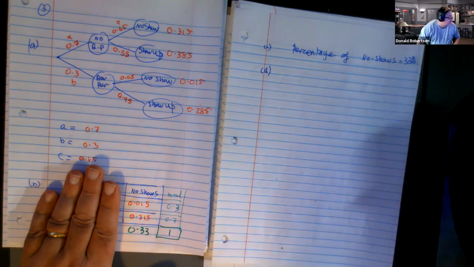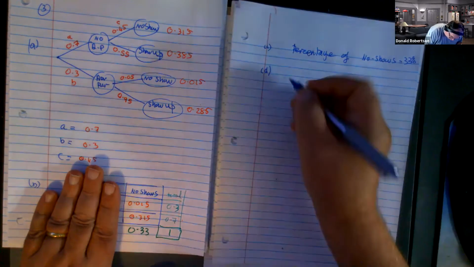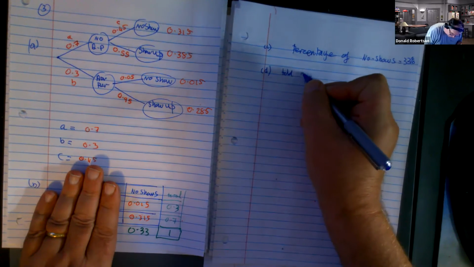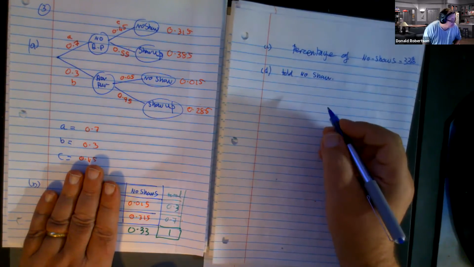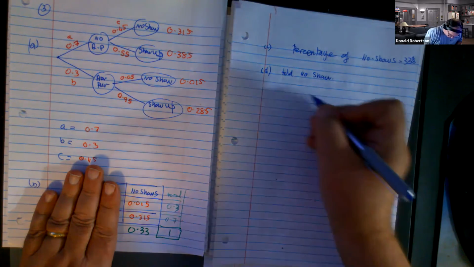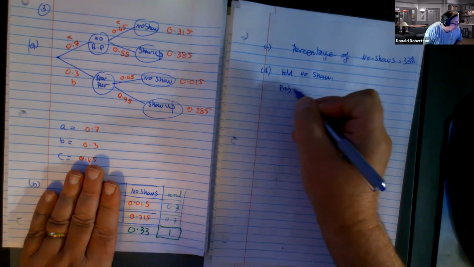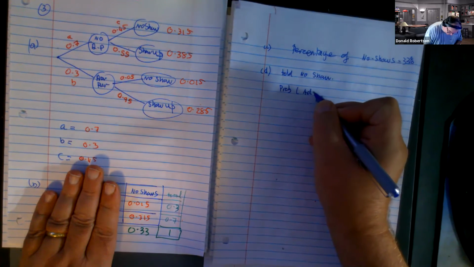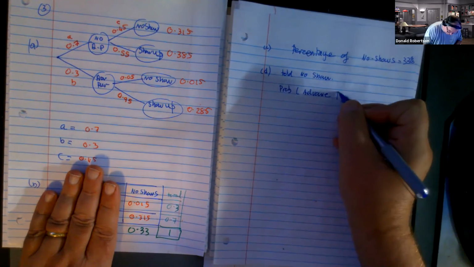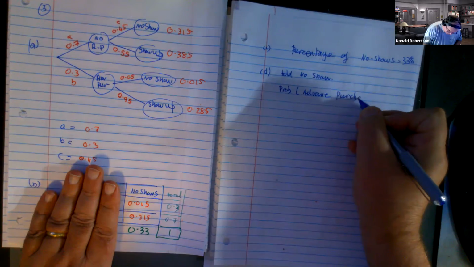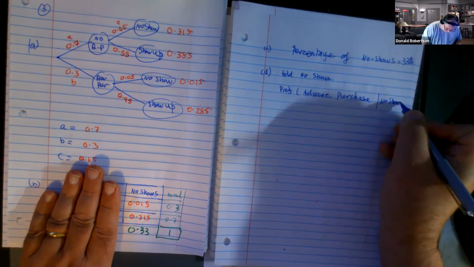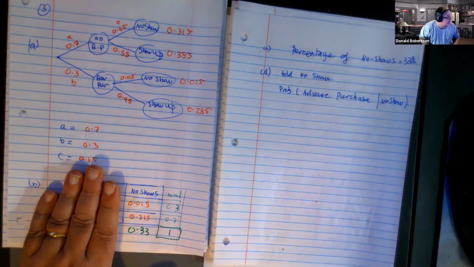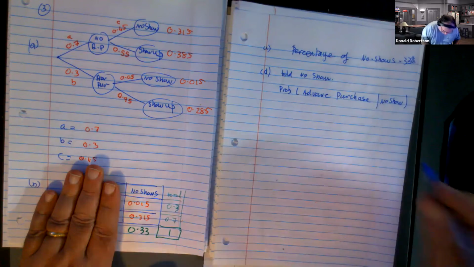Given the customers are a no-show, so you're told that they're a no-show, what's the probability they did an advance purchase fare? So what's the probability that they had an advance purchase, given that they're a no-show? Only this time they want the answer as a decimal or a fraction. I think it's a decimal. Oh, wait a minute. No, as a fraction. Okay, I can live with fractions.